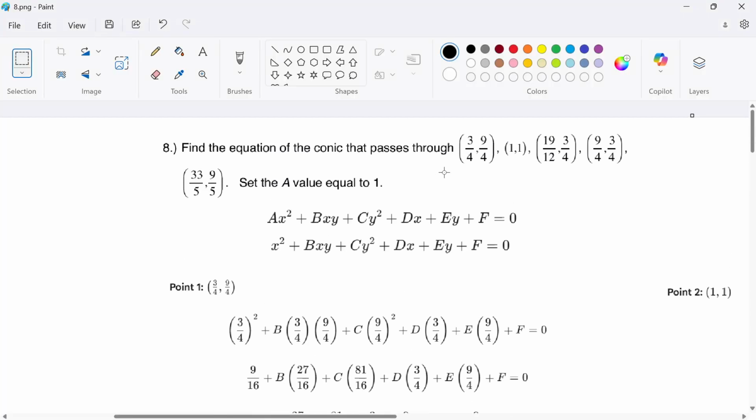This is a question about finding the equation of a conic that passes through some points. And this one has 5 points: (3/4, 9/4), (1, 1), (19/12, 3/4), (9/4, 3/4), and (33/5, 9/5). And it says set the a value equal to 1.